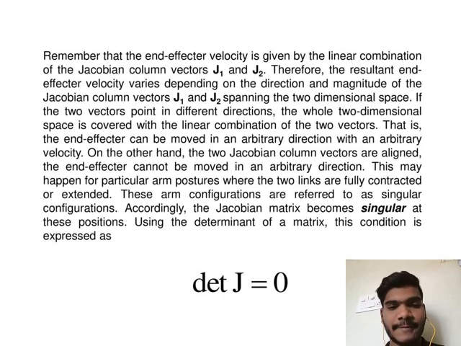On the other hand, if the Jacobian column vectors are aligned, the end effector cannot be moved in an arbitrary direction. This may happen for particular arm postures where the two links are fully contracted or extended. These arm configurations are referred to as singular configurations. Accordingly, the Jacobian matrix becomes singular at these positions. Using the determinant of a matrix, the condition is expressed as determinant of J equals 0.